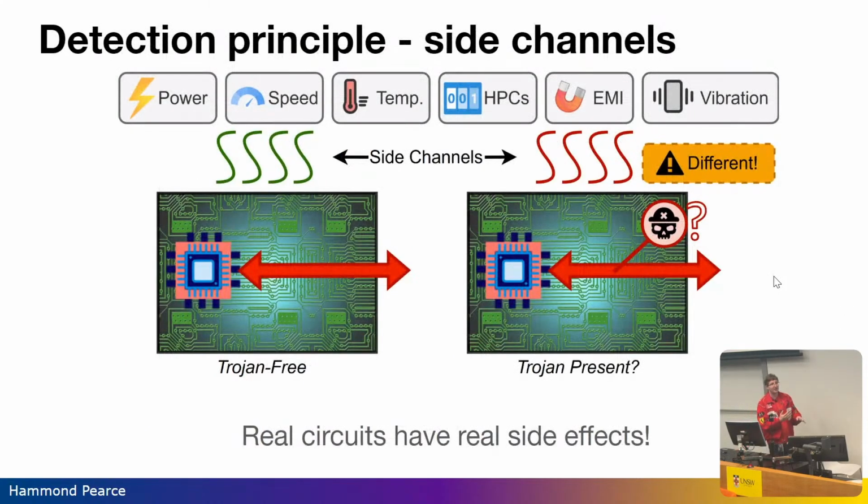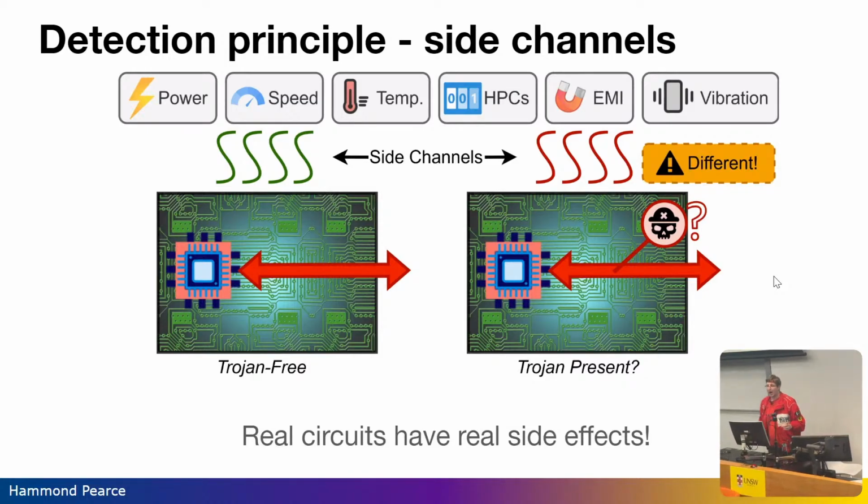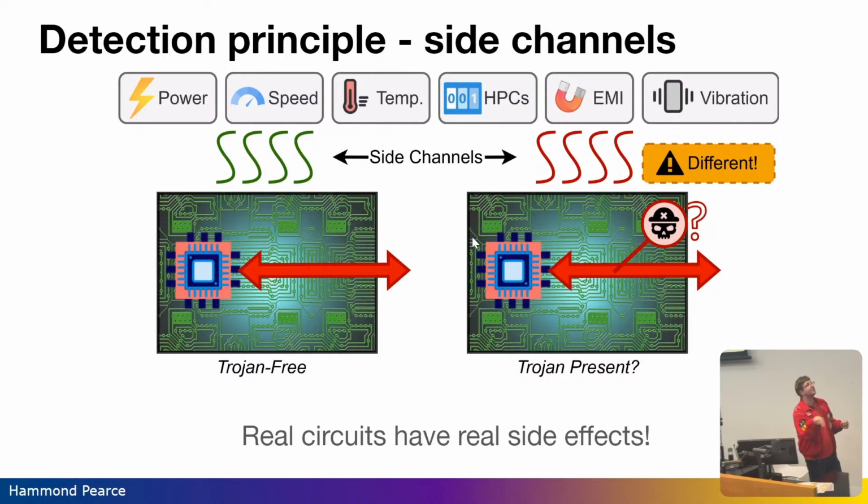So here's the kind of detection principle, which hopefully is simplified by this beautiful piece of artwork that I drew myself. We've got this idea that we've got, let's say, 2 copies of this circuit, one of which has been compromised and one of which hasn't been compromised. And we get that circuit to do stuff. And while it's doing stuff, we measure a bunch of stuff that's incidental to that.